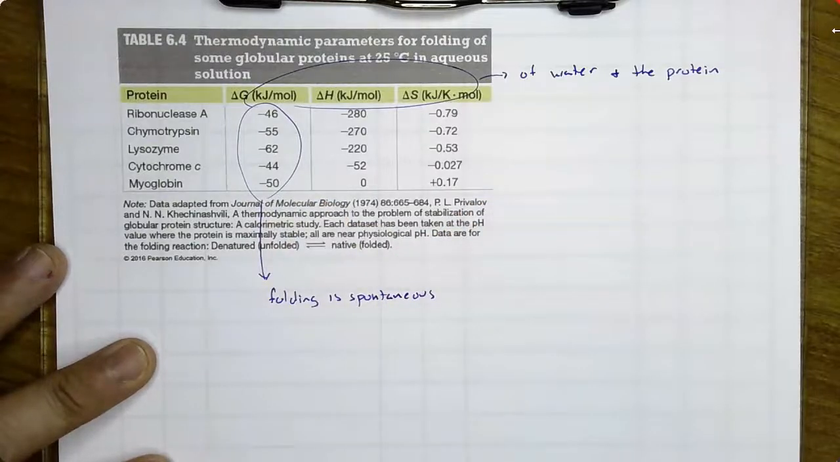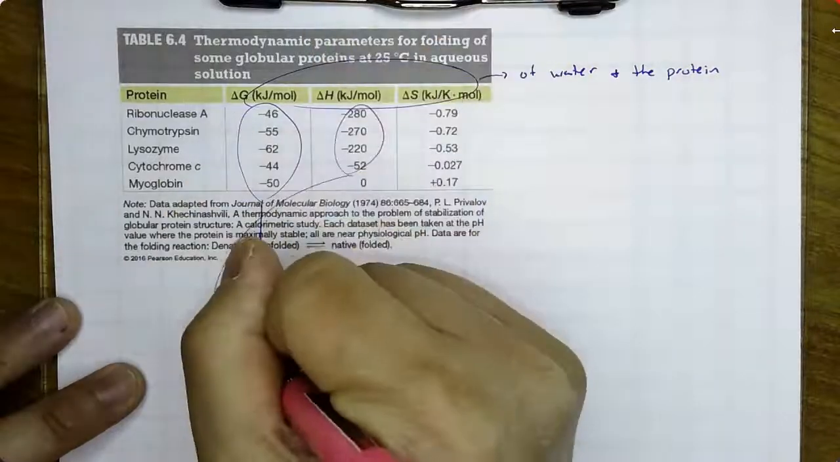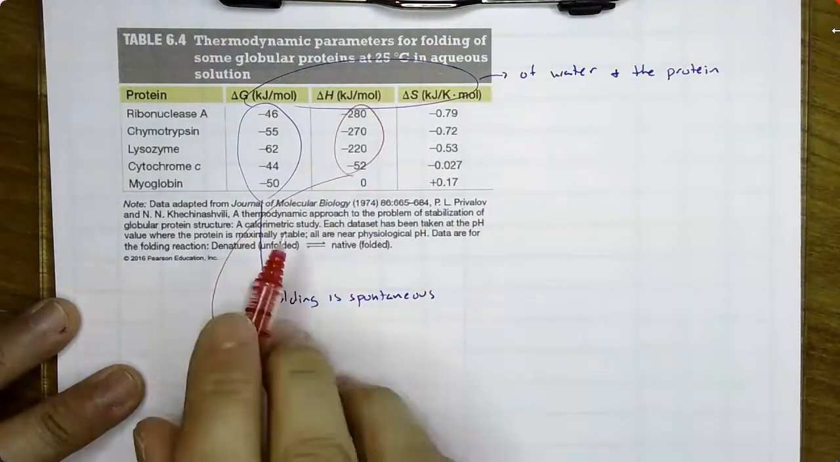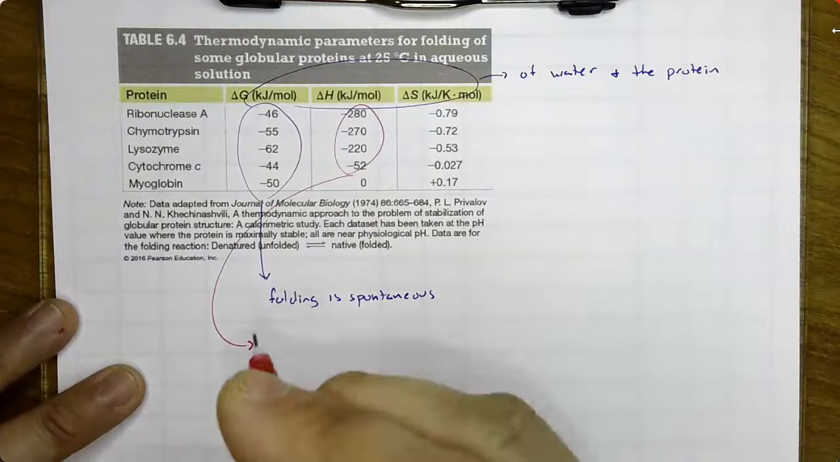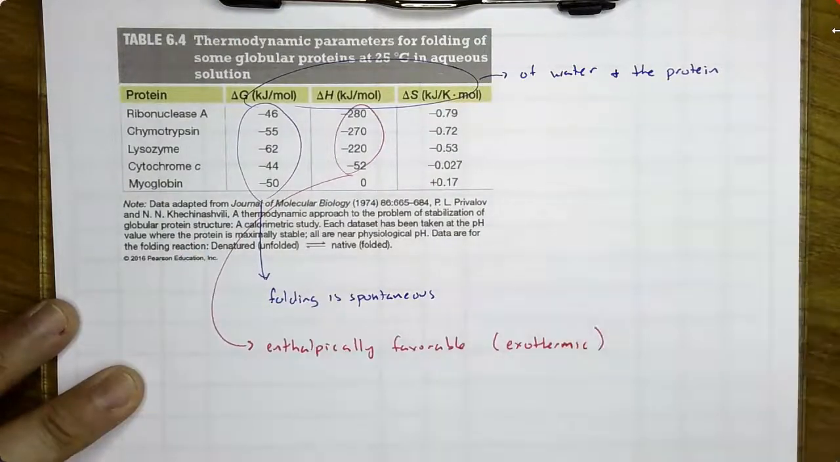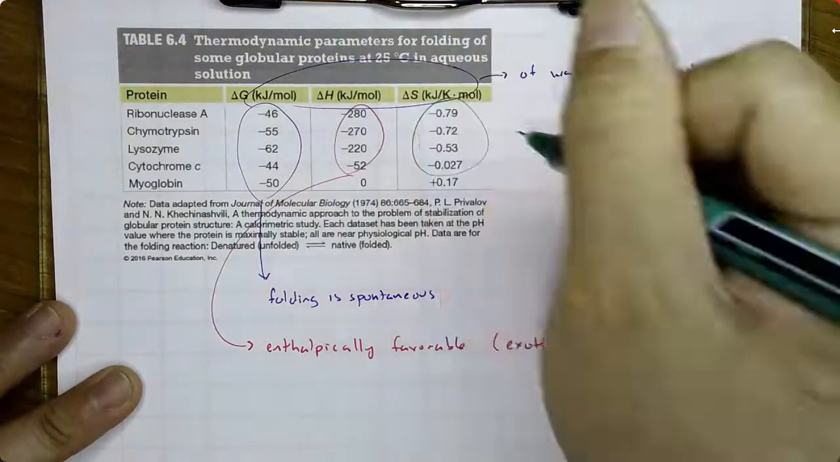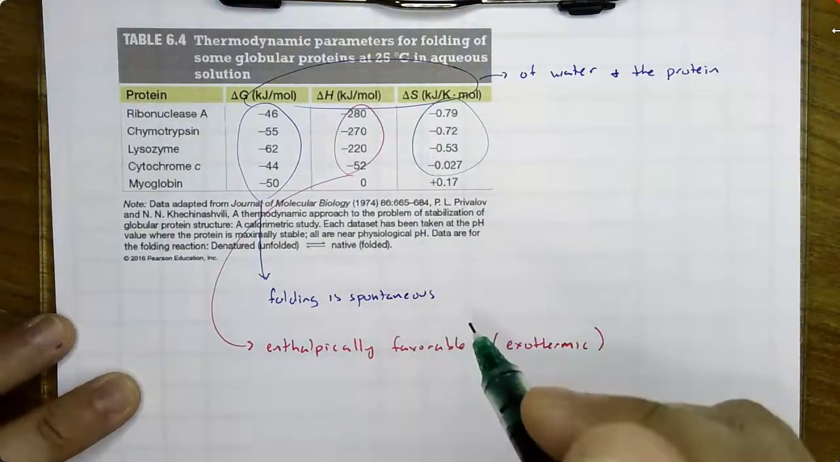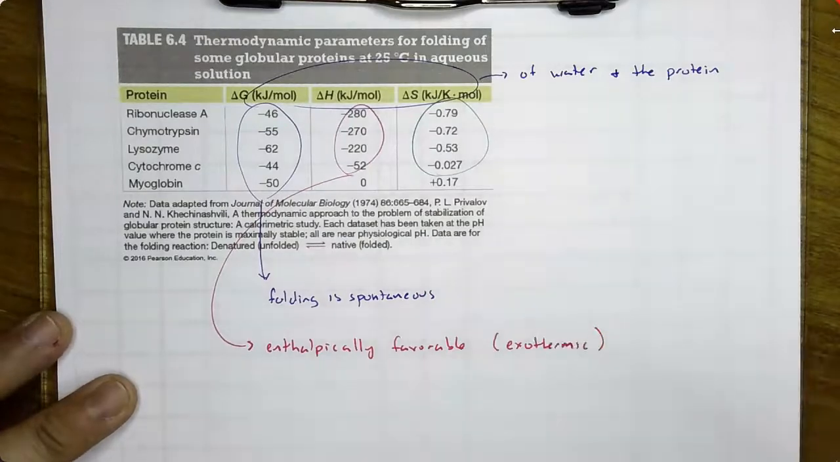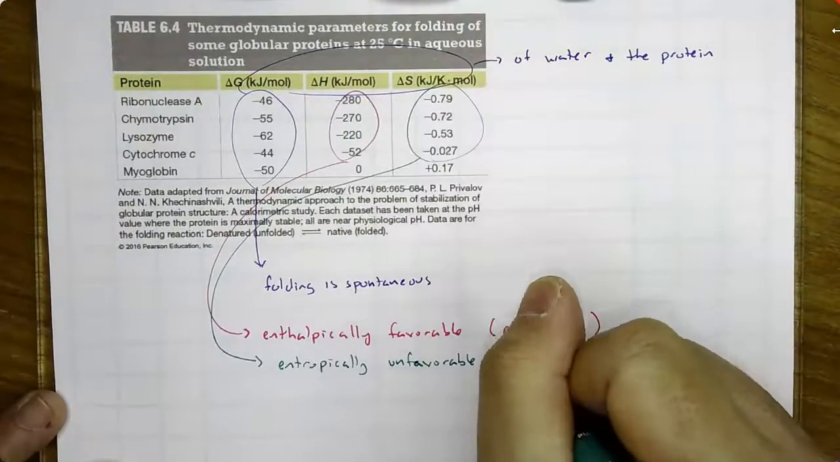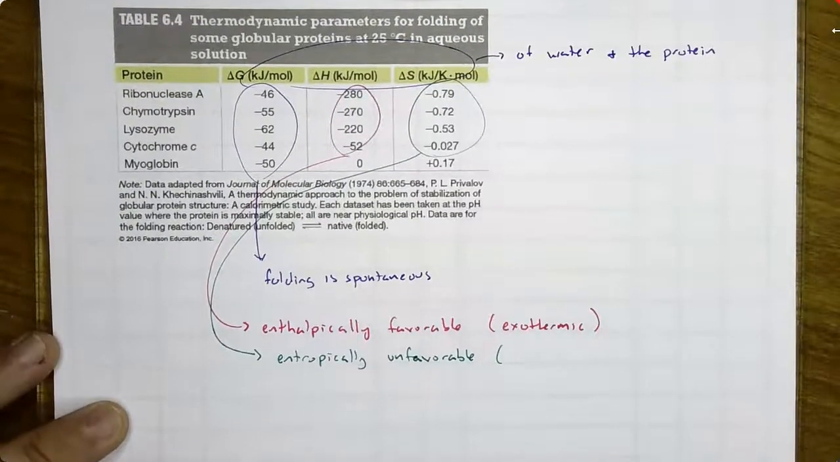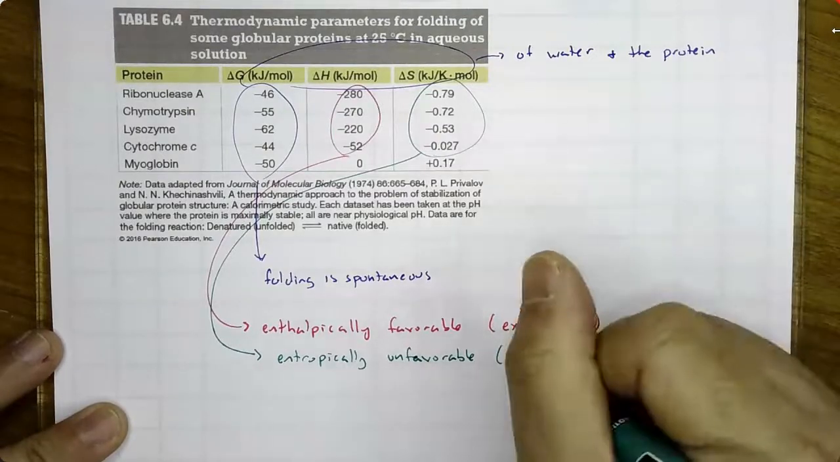We have a delta H that is mostly negative. Let me write it here. That's enthalpy. And the enthalpy looks like it's favorable, a negative delta H. For the entropy, it's slightly negative, and that is actually unfavorable, meaning that there is decreasing disorder when you fold.